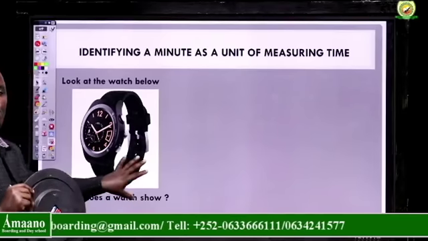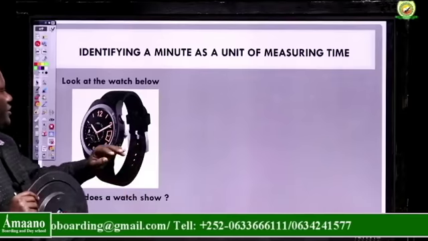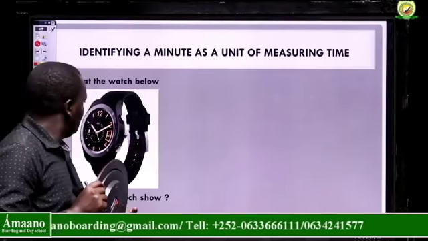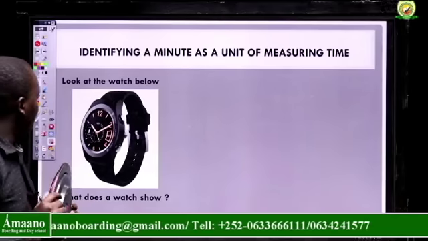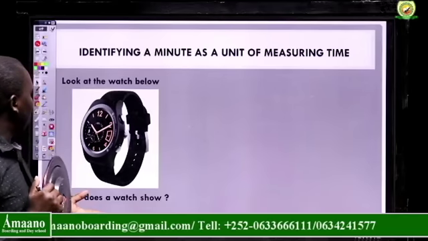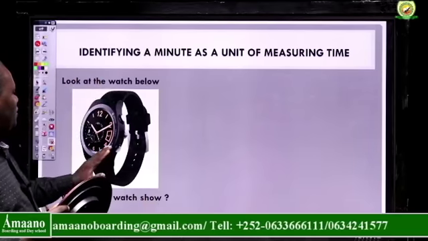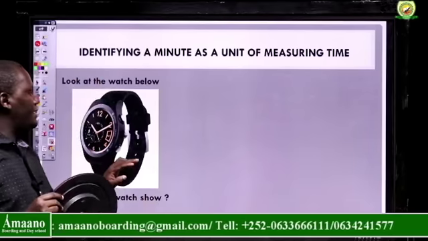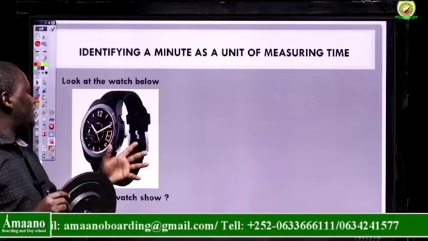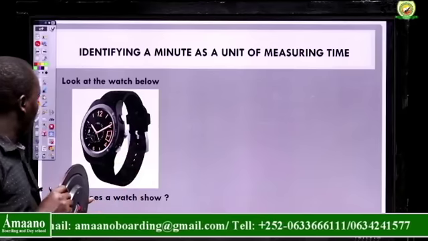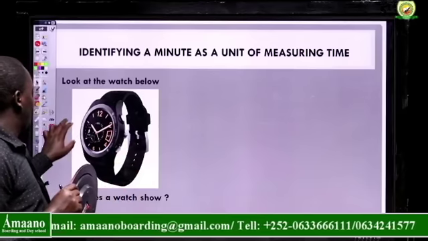This one is called a watch. Can you guess the use of a watch? Yes. It's used to tell the time. So if you see anybody wearing a watch, it means that person is using a watch to tell the time. Though some of the watches we put on can tell even the day and the date.